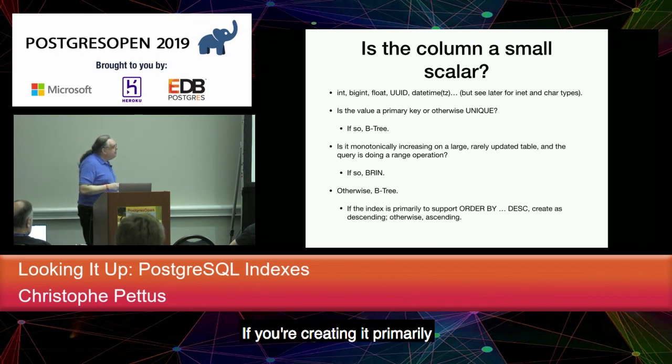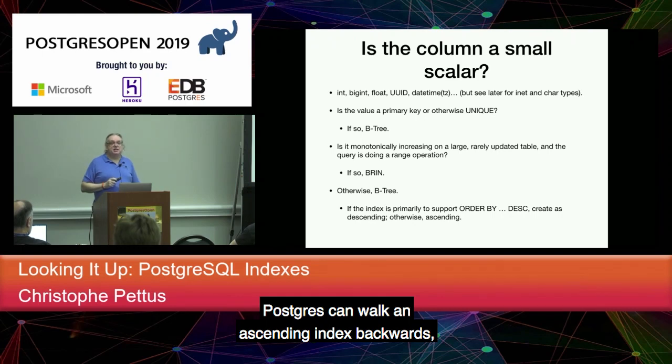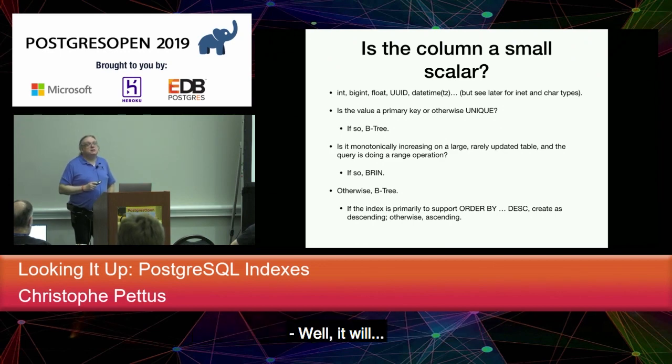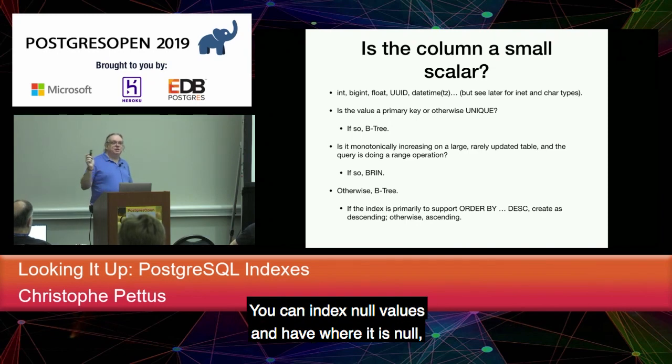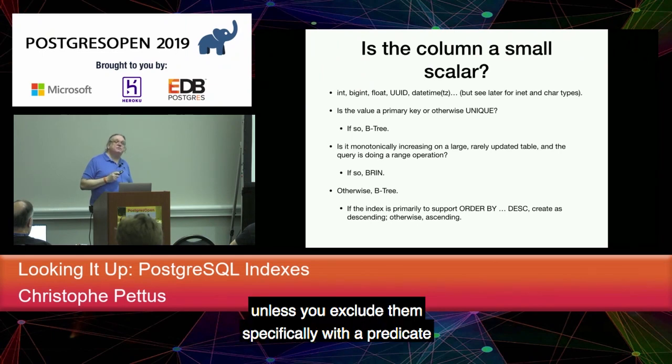If you're creating it primarily to support order by descending, then create it as a descending index, otherwise ascending. Postgres can walk an ascending index backwards, but it's not as efficient as walking a descending index. What is the impact if I have some columns with a lot of null values, how do these indexes treat them? You can index null values and have where is null. So you should just consider them like any other value, really, unless you exclude them specifically with a predicate where is not null, which is a very common operation.